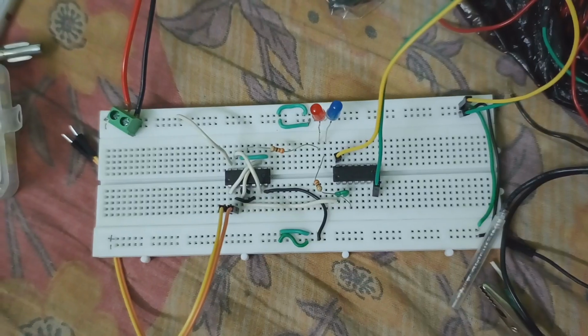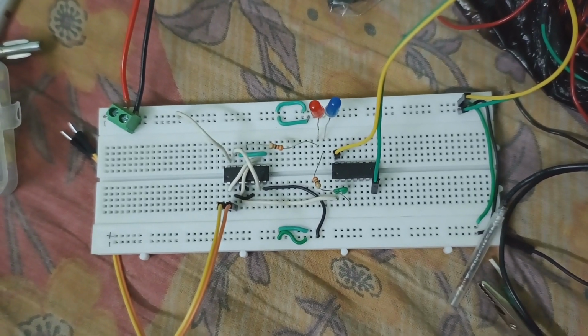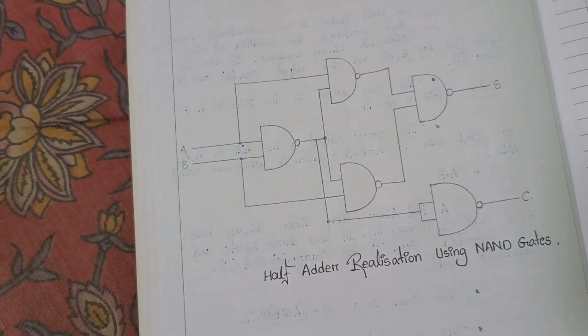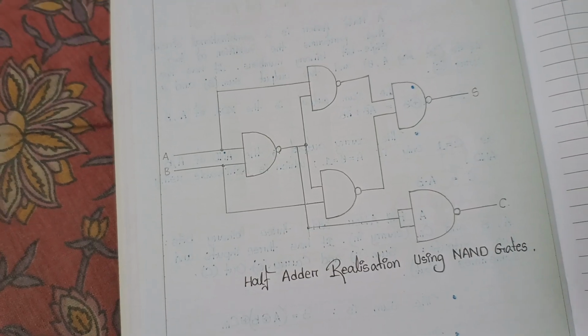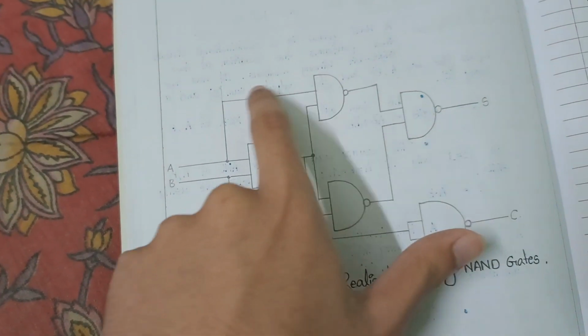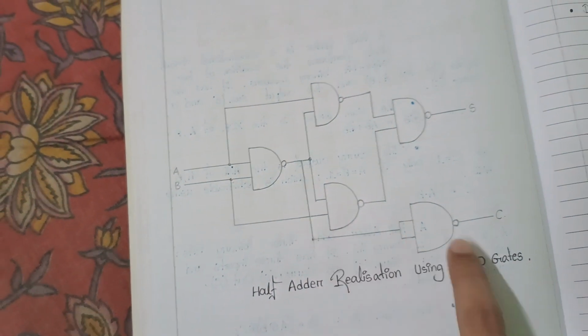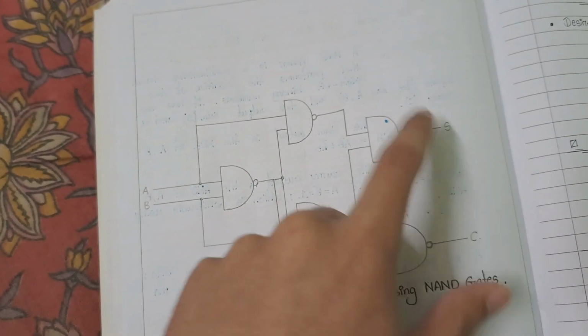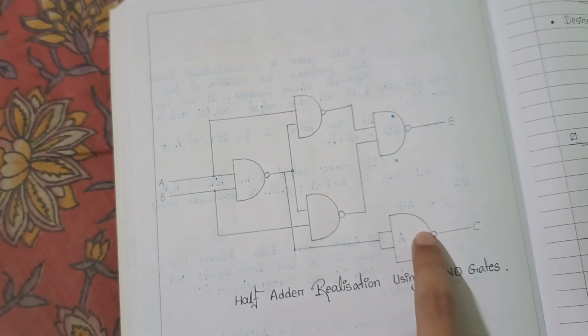Today I built a circuit. It's a half-adder circuit using NAND gates. There is the circuit schematic. I have used 5 NAND gates: 4 NAND gates mimic the nature of the XOR gate, and one NAND gate mimics the nature of the NOT gate. Ultimately, in total, it works as a half-adder.